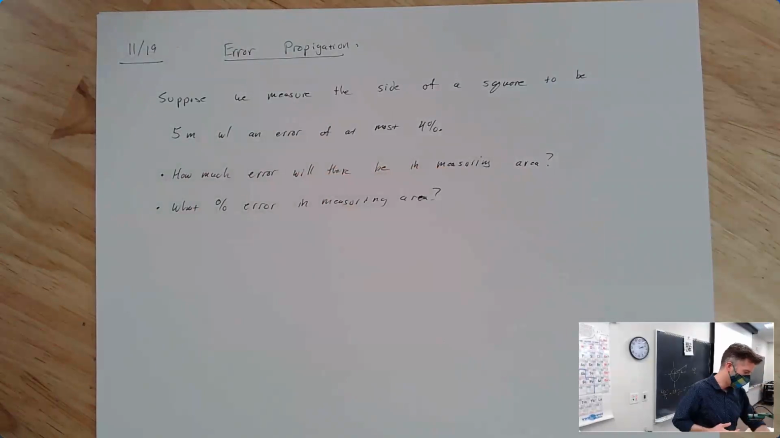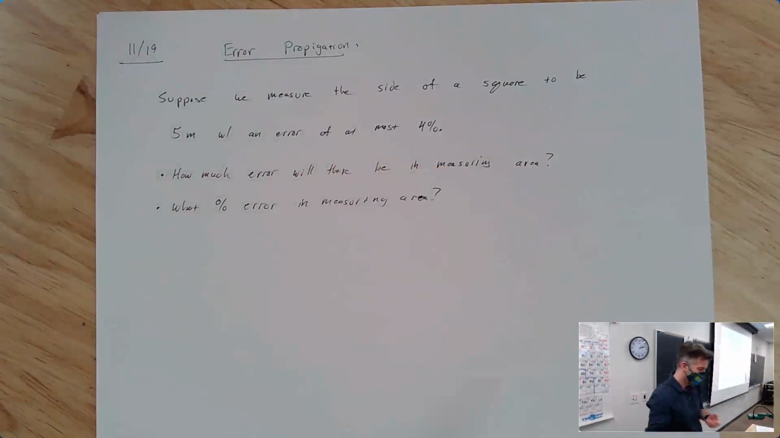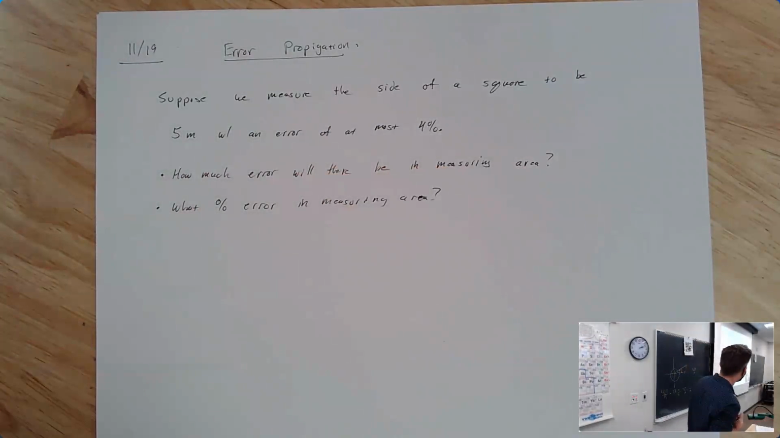Let's talk about error propagation. So here's an example. Suppose we measure the side of a square to be 5 meters with an error of at most 4%. How much error will there be in measuring the area, and what percentage error in measuring the area will there be?